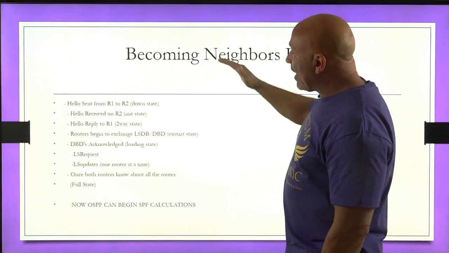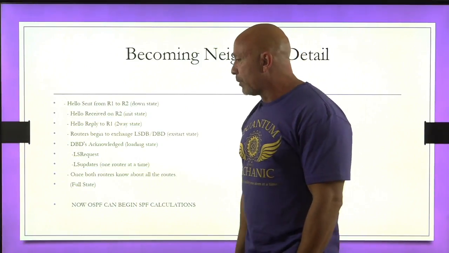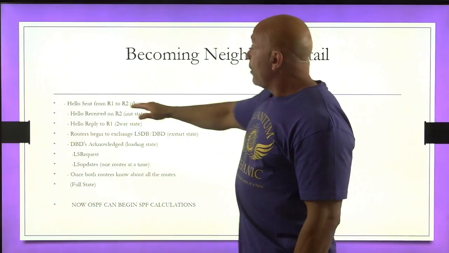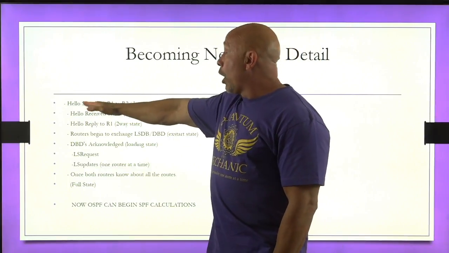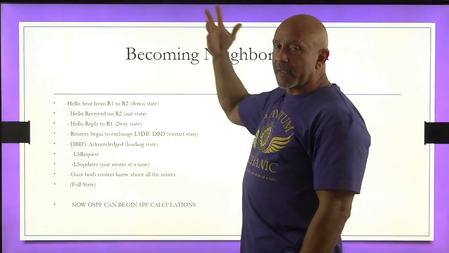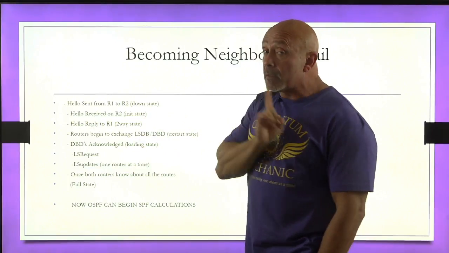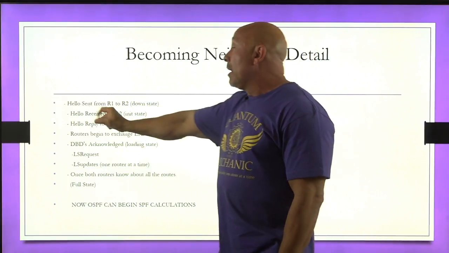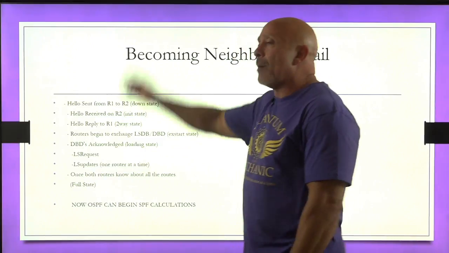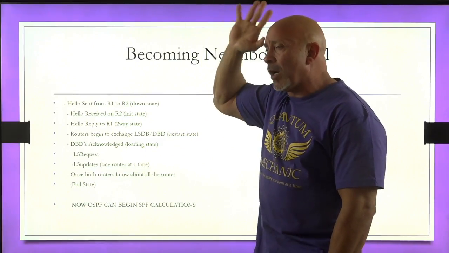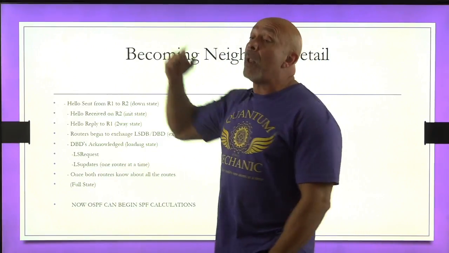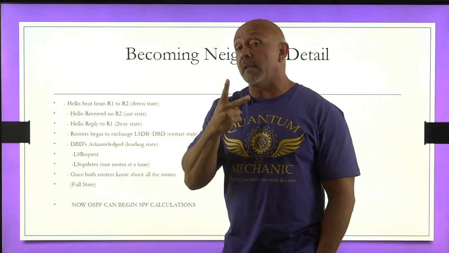All right. And here let's break this down. The first thing is hellos are sent from router 1 to router 2 as an example, right? And this is considered a down state. This is important. This is down state. Then hellos are received in router 2. Hey, I'm in an initialization state. All right, I got a hello from my neighbor. I'm going to reply to him. Now we're in a two-way state.